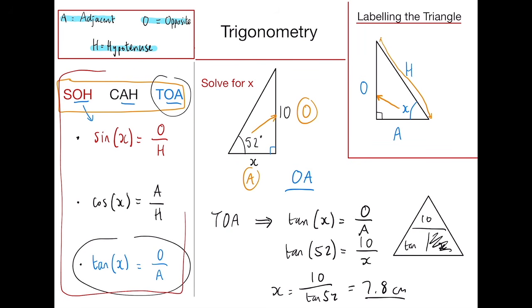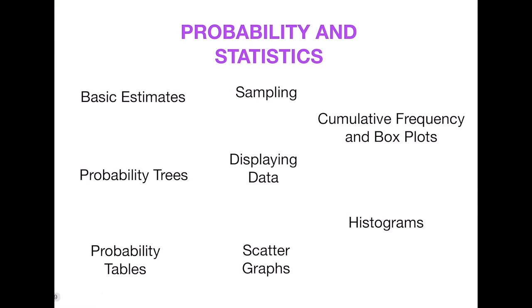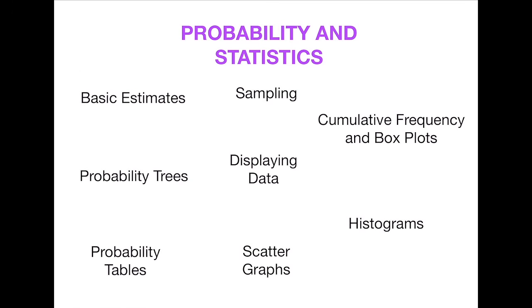As I said, highly recommend remembering all of these here and be comfortable labelling the triangle as well, because it can get quite confusing. And that sums up all of the geometry and measure topic. And now our final topic, probability and statistics. If you've made it this far, well done. We do not have long left.